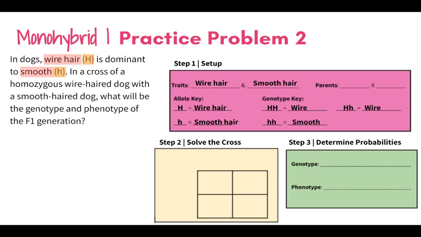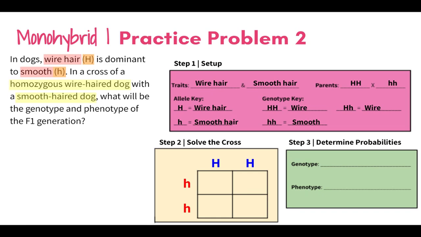So reading the cross, now we want to kind of see what's going to be the probability if we go ahead and cross a homozygous wire haired dog, which is capital H, with a smooth haired dog, which is our only recessive combination. So we're going to do lowercase h. So we transfer that information down below like we've done before. We fill out that Punnett square.